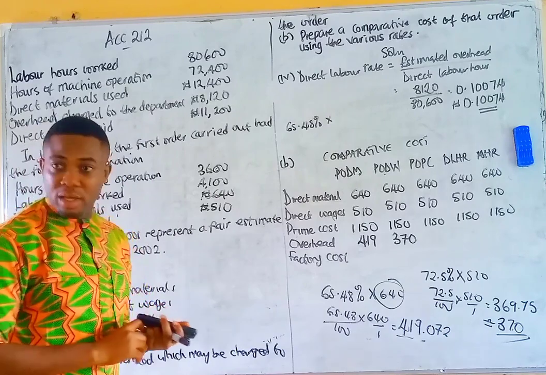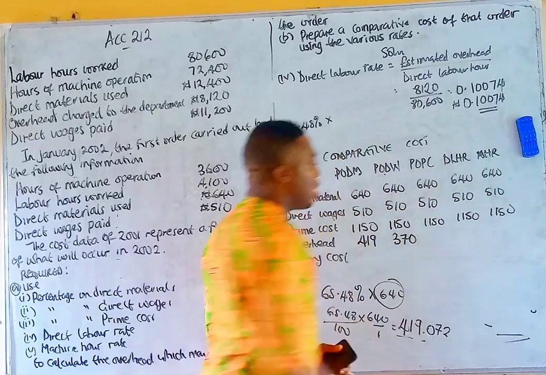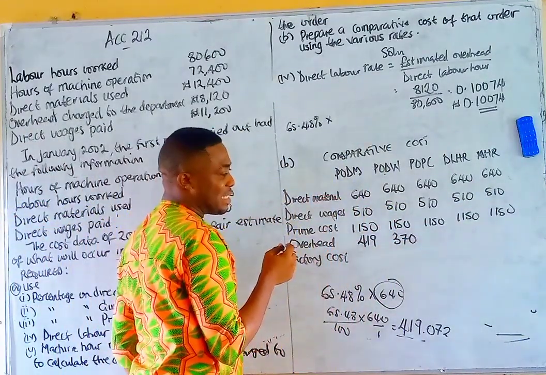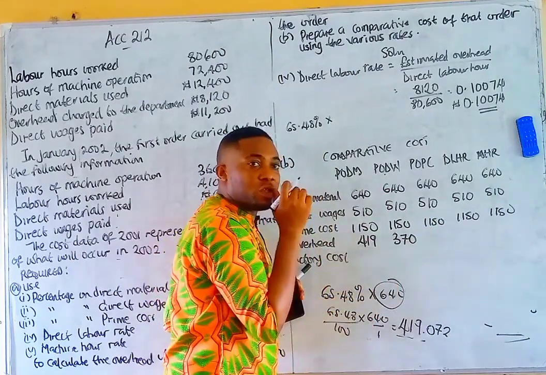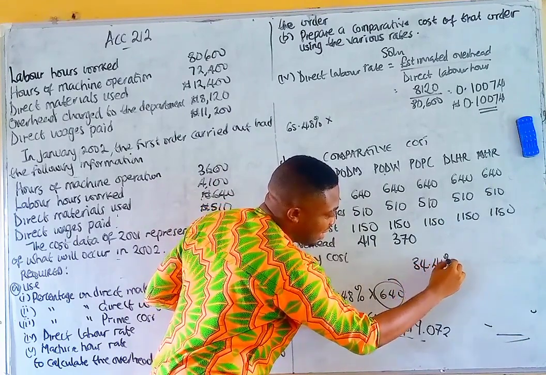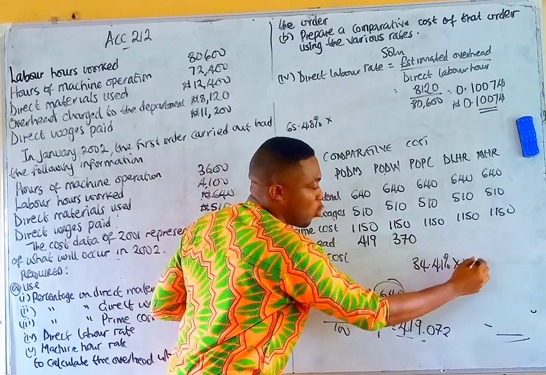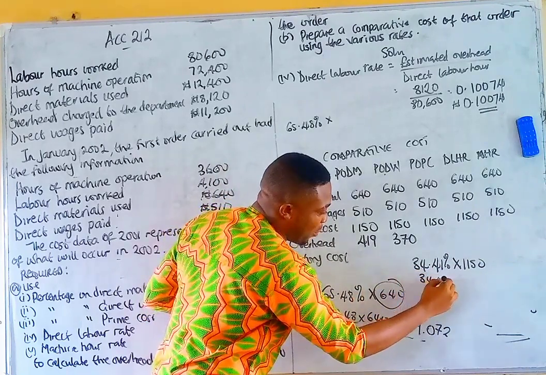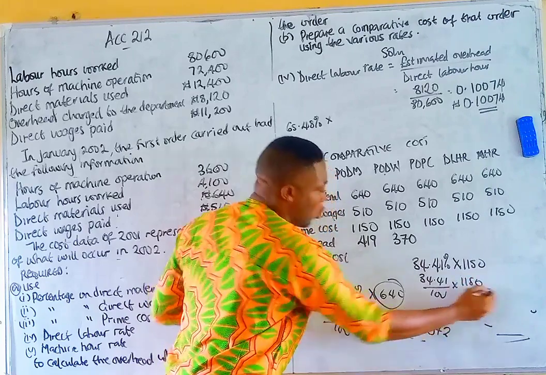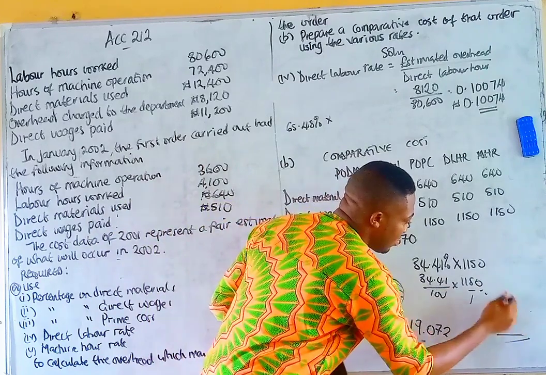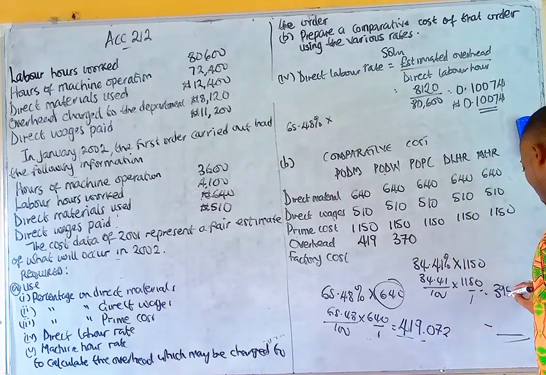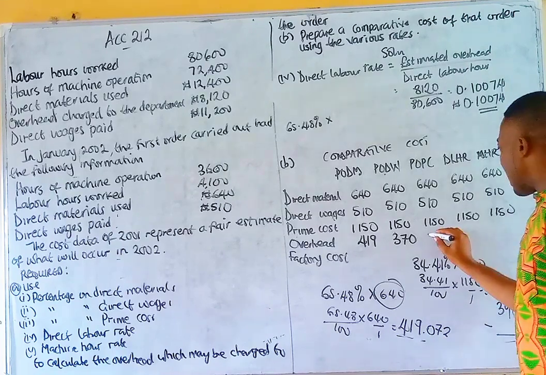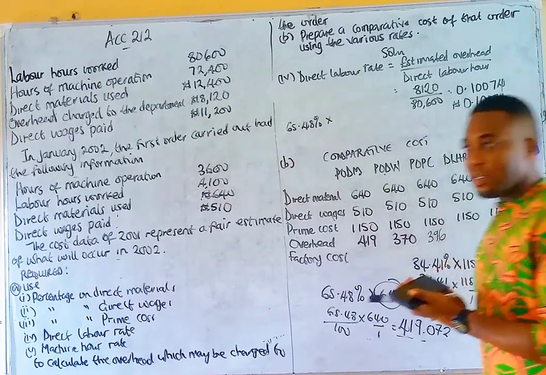Any question there? Okay. The next one is percentage on prime cost, the overhead that will be absorbed on that. We added direct material and direct wages together as prime cost. The percentage on prime cost is 34.41%, times the value for prime cost, which is 1150. So 34.41 over 100 times 1150 gives 395.715. We can approximate to 396.